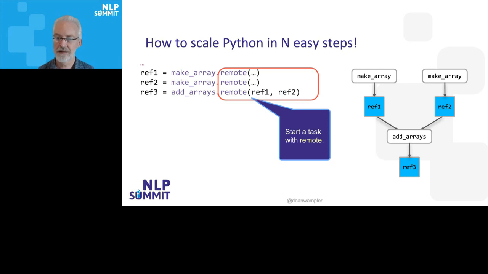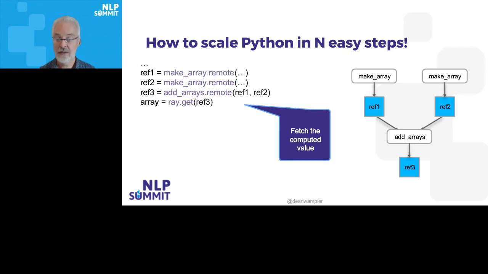So it looks something like the diagram on the right. These two calls to make_array are going to return these two references. And then we're going to pass those to this add_arrays function, and that's going to return a reference to the summed array. And then we can call ray.get to actually retrieve that value to get the array.